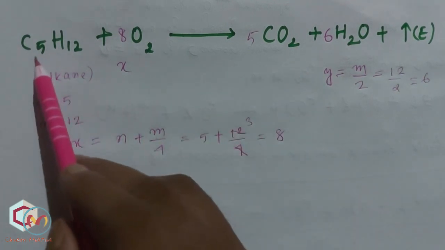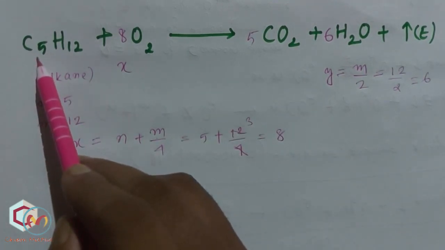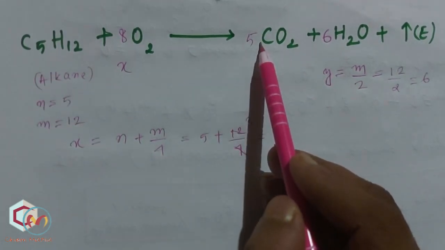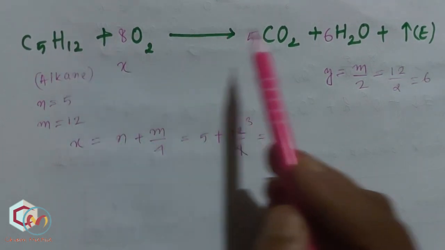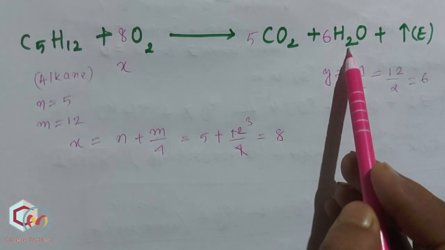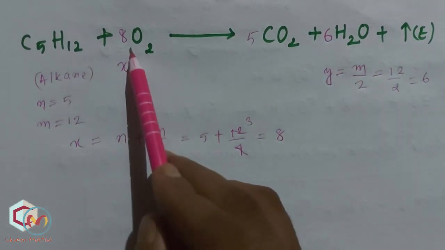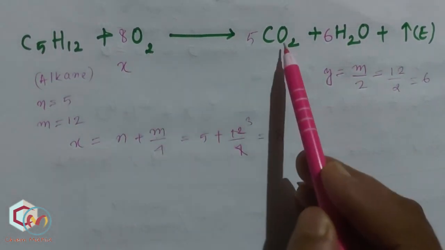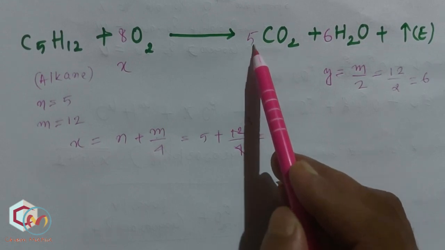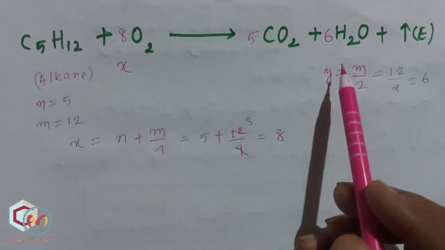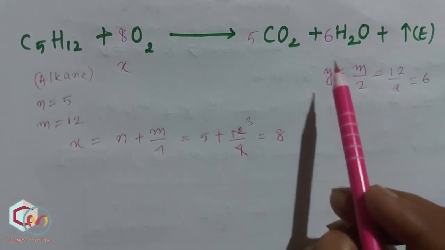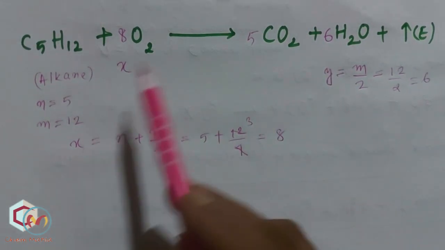On the reactant side carbon is 5, and on the product side also the number of carbon is 5. Here hydrogen is 12, here hydrogen is 6 into 2, that is 12. Here oxygen is 8 into 2, that is 16. Here on the product side 5 into 2 is 10 plus 6, that is 16. Okay, now this is balanced. Now I will tell you about alkene. This formula is applicable for alkene also.